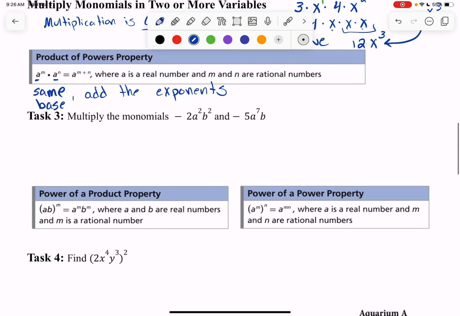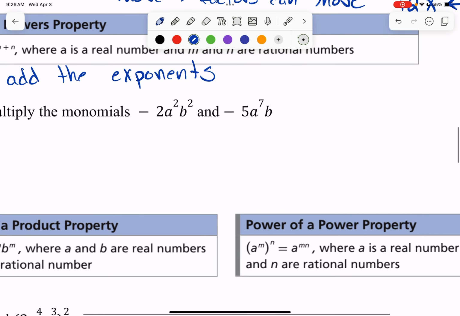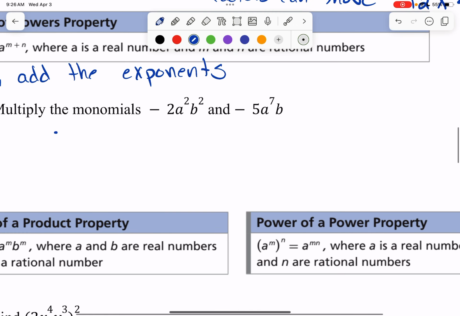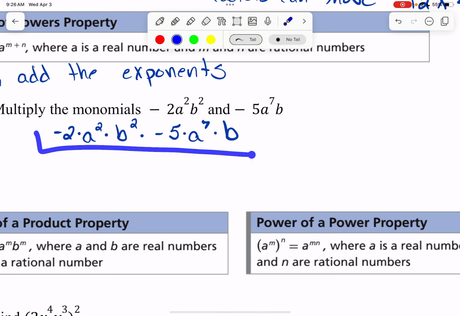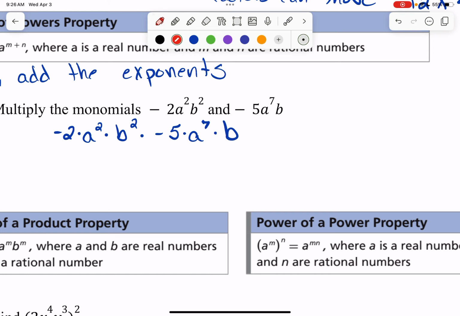So here, if I want to multiply negative 2 times a to the second times b to the second, doing this example right here, again, I always write it as negative 2 times a to the second times b to the second. I put those multiplications in there. Times negative 5 times a to the seventh times b. So now I can multiply. Everything going on in here is a multiplication, so I can multiply in any order.